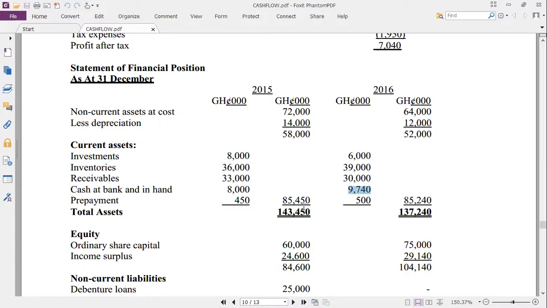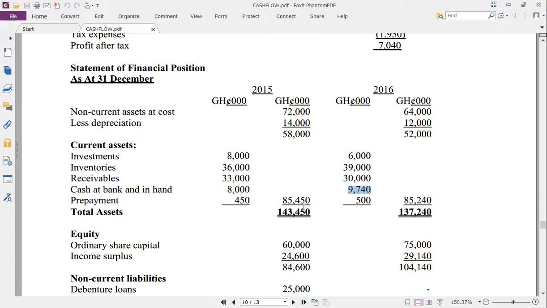If you add and it's not giving that answer, don't worry, don't even change your solution, and go ahead. Good. Then get the prepayment. We've talked about prepayment. Equity: ordinary share capital at the start is what? 60,000. At the end is what? Good. At the end is 75,000.